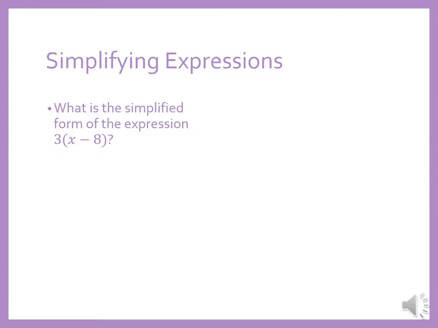What is the simplified form of the expression 3 times the quantity x minus 8? We distribute the 3 over the x and the 8. We then can simplify by multiplying 3 times 8, and we get 3x minus 24.